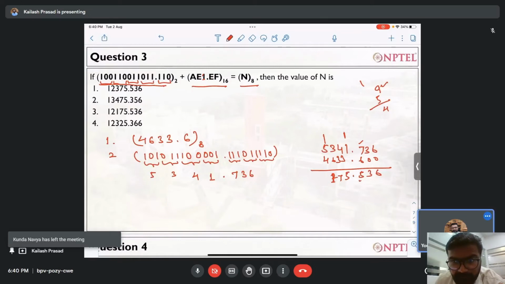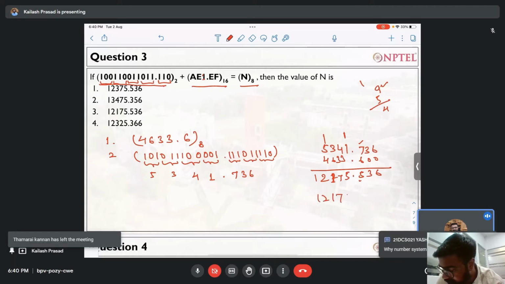Now 5 plus 4 plus 1, what will it be? 1, 2. Because 5 plus 1 is 6, 6 plus 1 is 7, right? So 7 plus 3 will be 2 with carry 1, right? So it will be 12175.536, right? 12175.536.